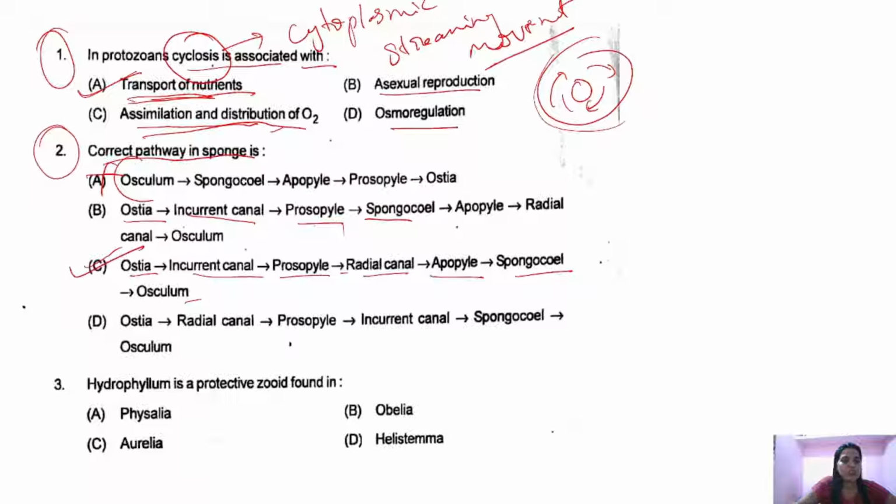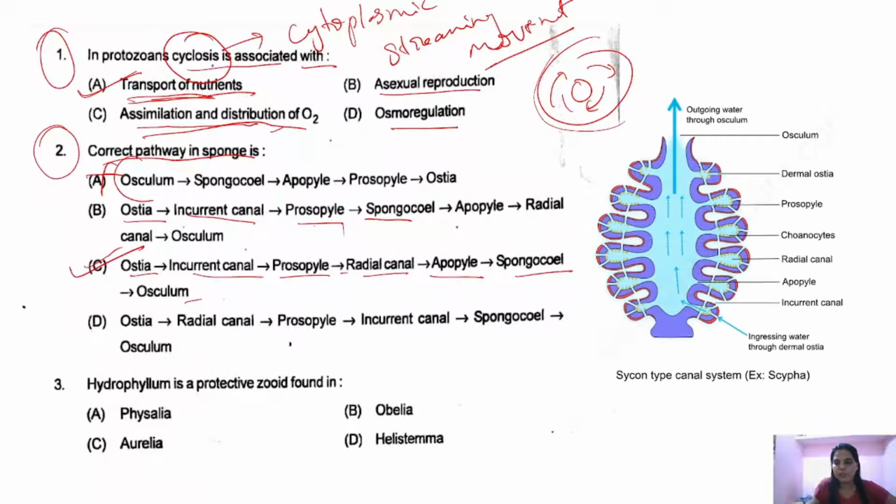Let's understand it with the help of a diagram. Look, here water from the ostia enters through the incurrent canal, then prosopyles, then radial canal, then this apopyle, then the main cavity, that is the spongocoel cavity, and from the osculum towards outside. So this is the whole pathway of the water.